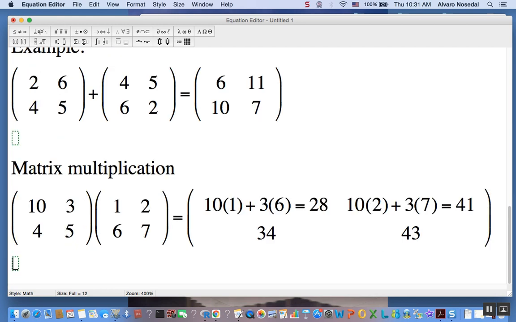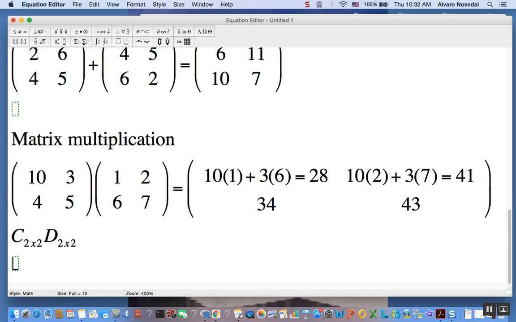So let me just write it down like this. C is a 2 by 2 matrix, and the other one, D, is also a 2 by 2 matrix. So the number of columns of the pre-multiplication matrix must match the number of rows of the post-multiplication matrix. Make sense? These dimensions here must match.